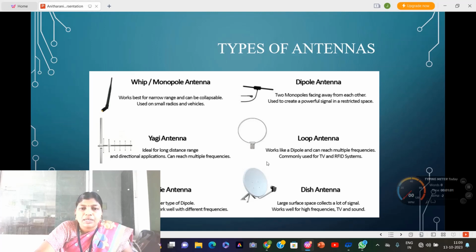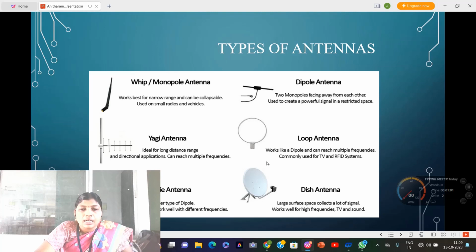The next one is the Yagi antenna, which is used in long distance communication and for directional applications. It can reach multiple frequencies at a time. It is majorly used in many areas. Then the loop antenna works like a dipole and can reach multiple frequencies. Commonly, it is used in TV and RFID systems.